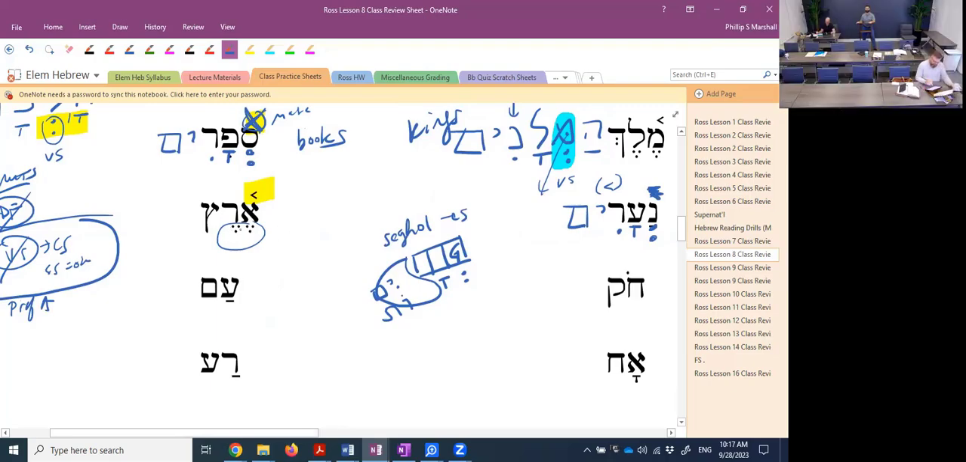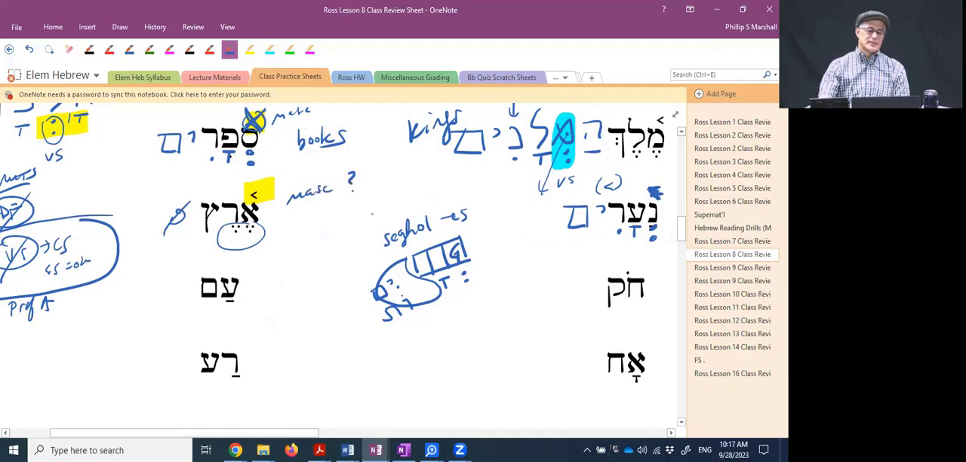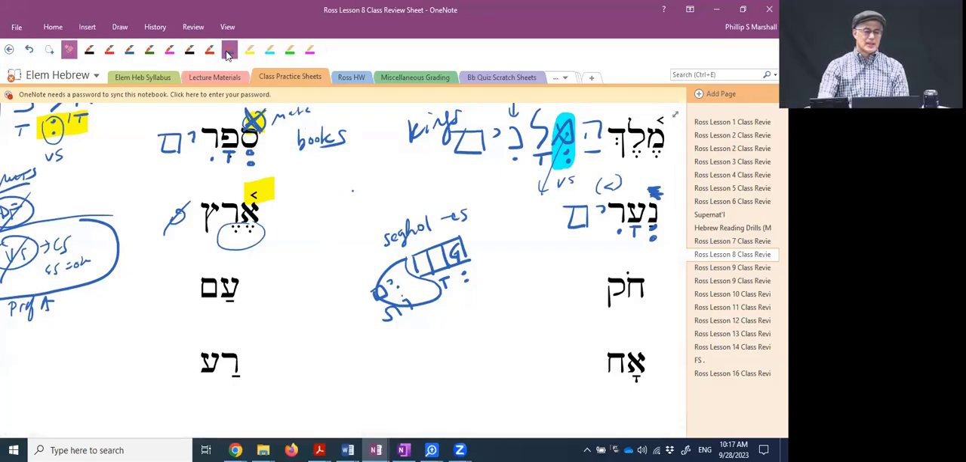Eretz. What gender does eretz look like? There's no ending. It looks masculine. Is it masculine? Ooh, the word eretz is feminine. That's right. How do you know that?